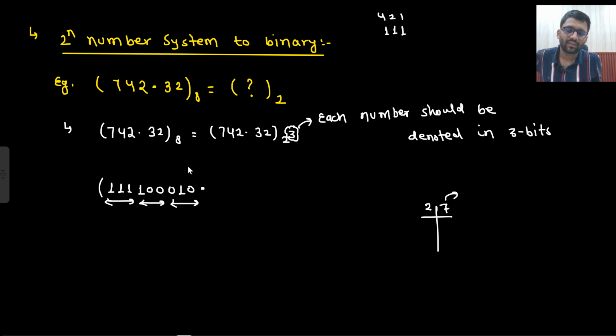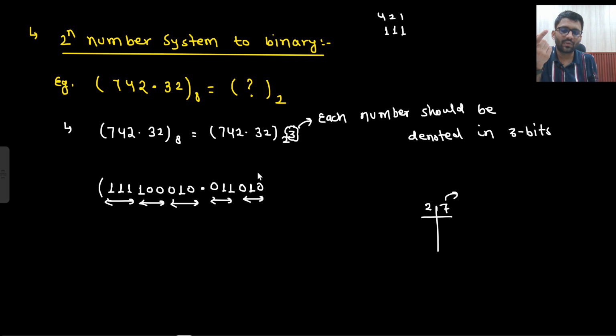And what about 3? 3 will be 0 1 1. And what will be 2? 2 will be 0 1 0. So 3 bits here as well and 3 bits here as well. That's it. 2 will be 0 1 0.